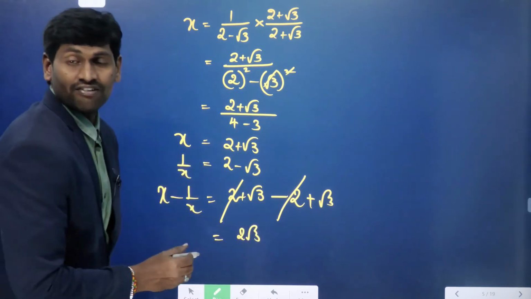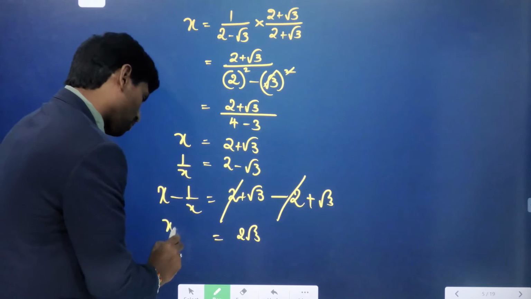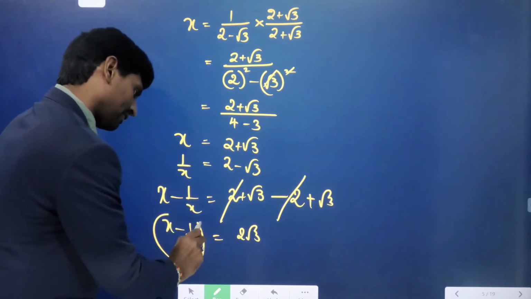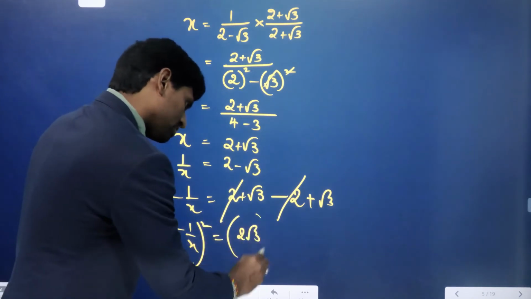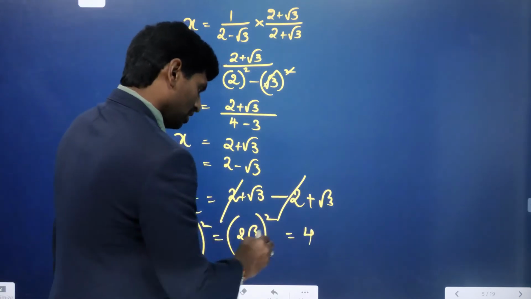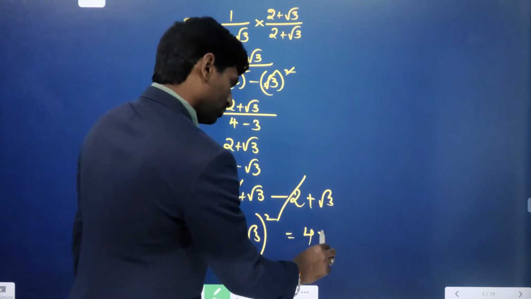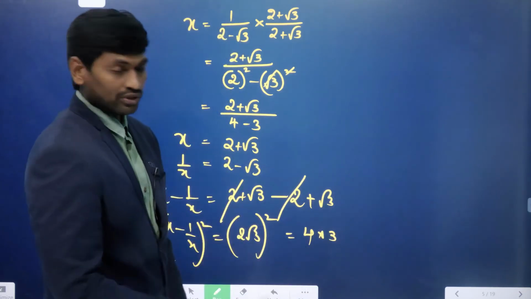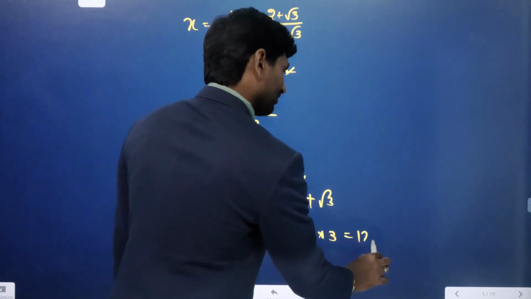But the question is given x minus 1 by x whole square. So squaring on both sides. 2 square value 4. Root 3 square value is 3. Root 3 whole square means square root and 2 cancel. 4 3s are 12. This is our required answer.